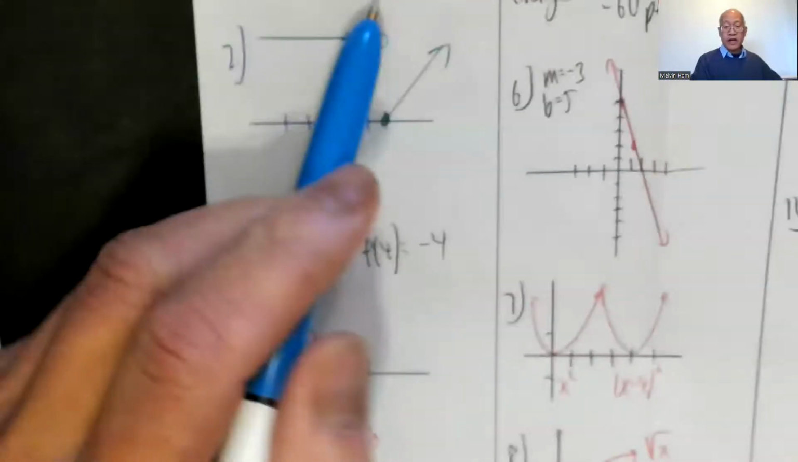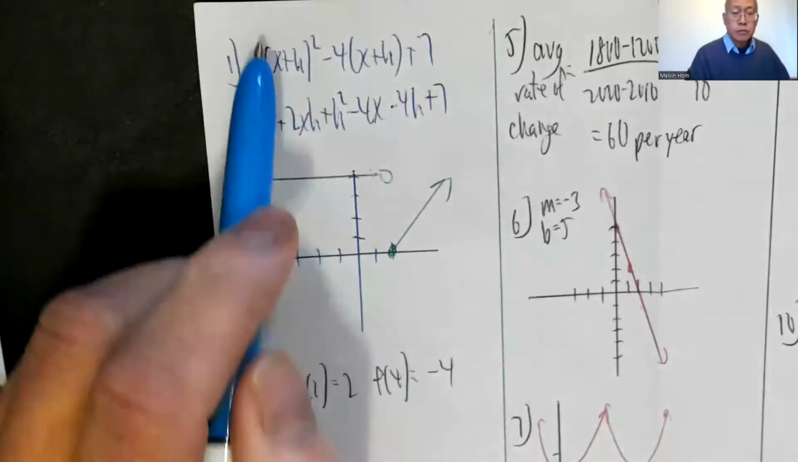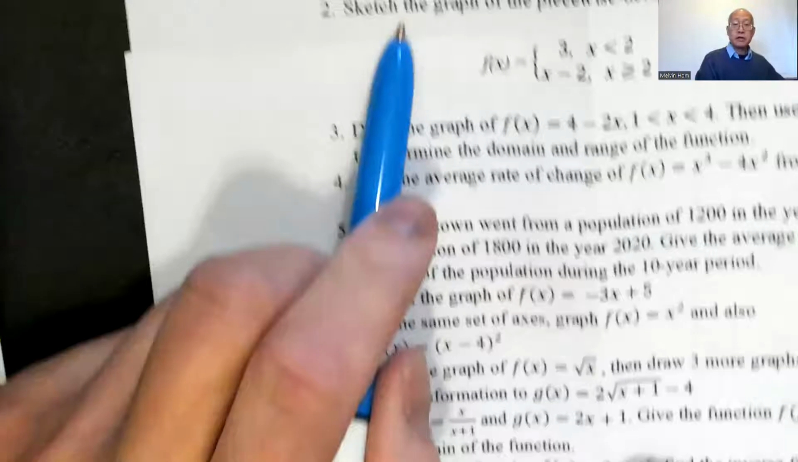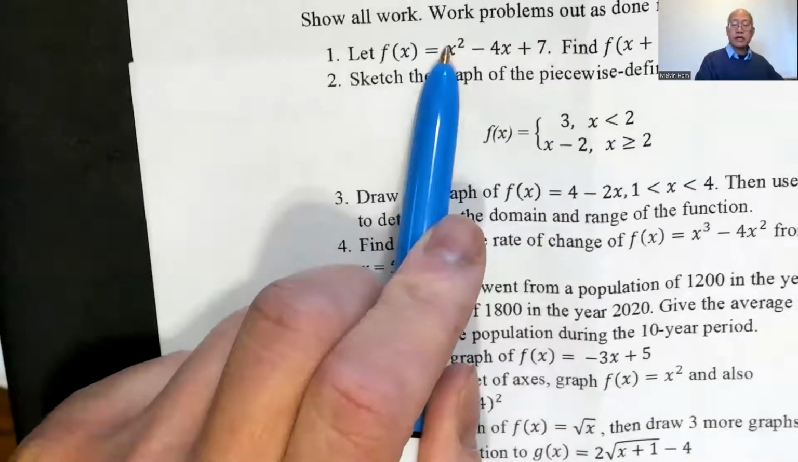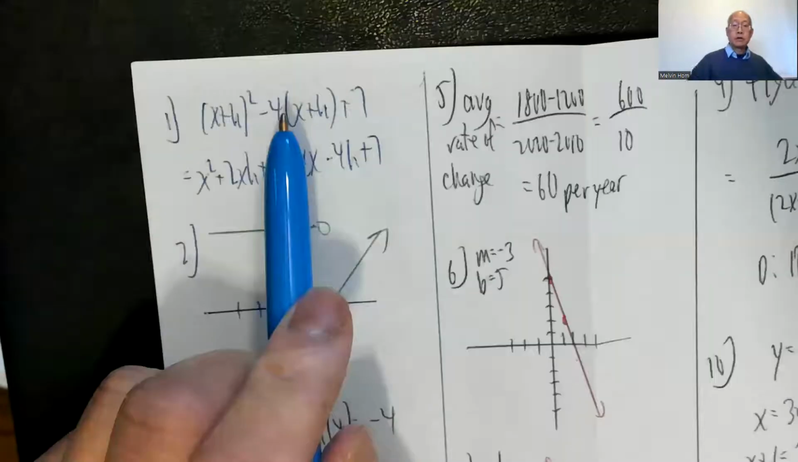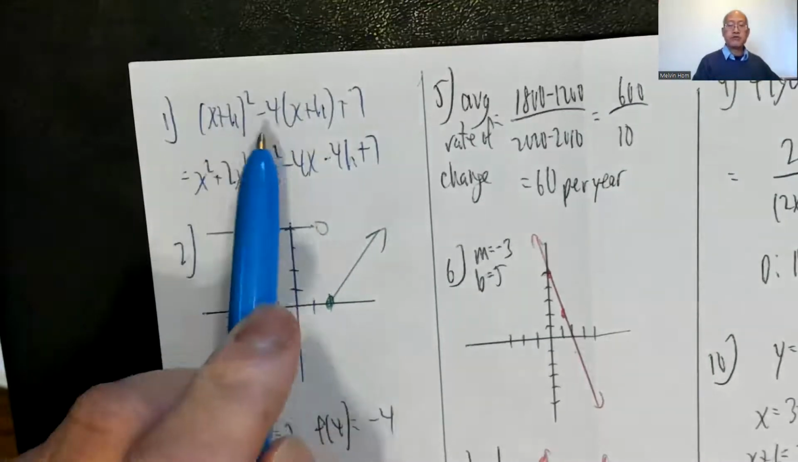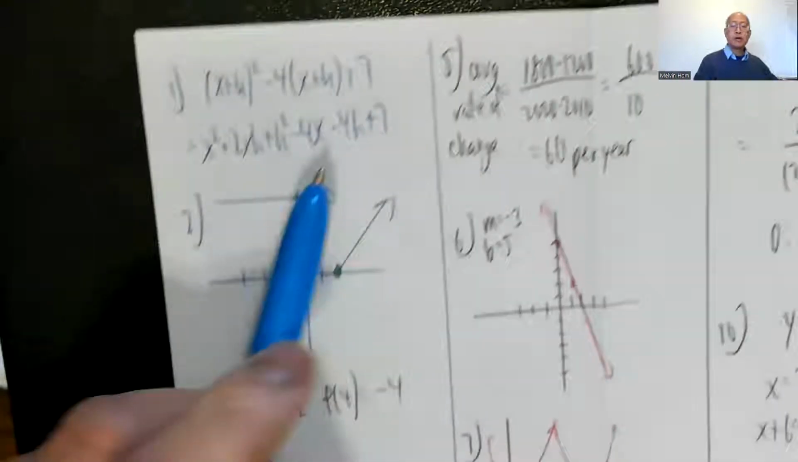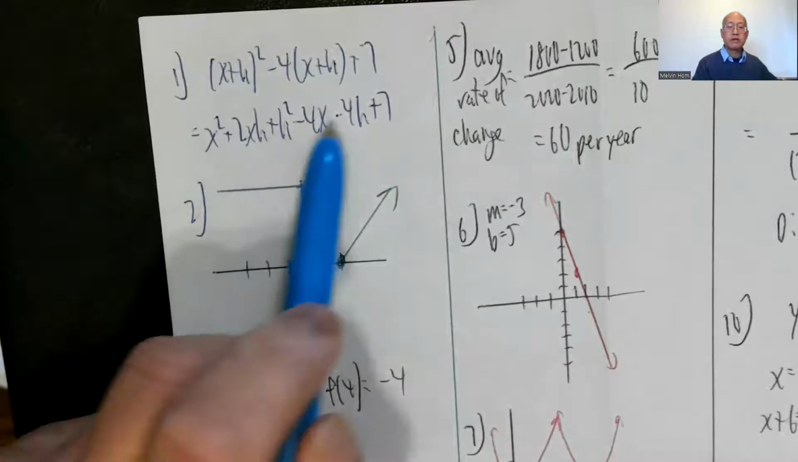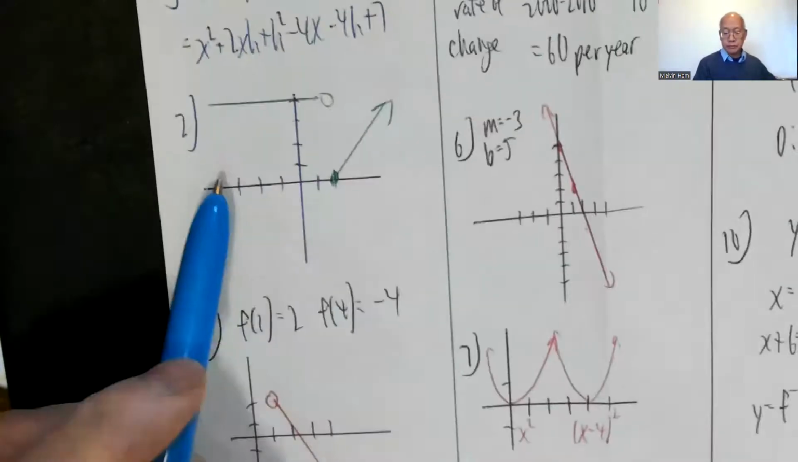Number 1. So f of x plus h, you put x plus h everywhere that you see an x. So in the original, erase this, put x plus h squared. Erase that, put x plus h. So it looks like this: x plus h squared minus 4 times x plus h plus 7. And it comes out to be x squared plus 2xh plus h squared minus 4x minus 4h plus 7.